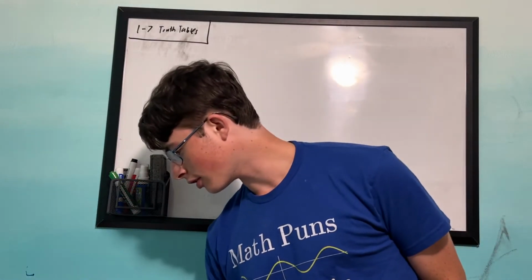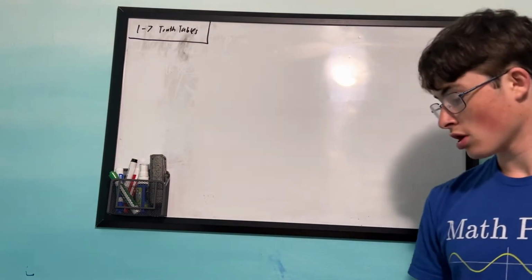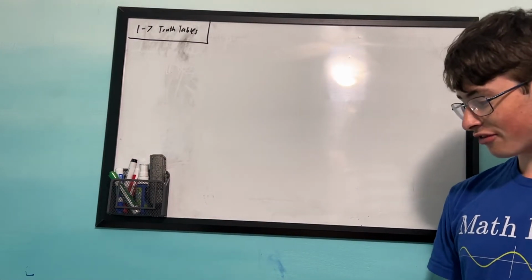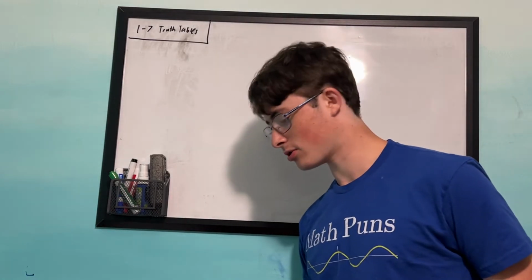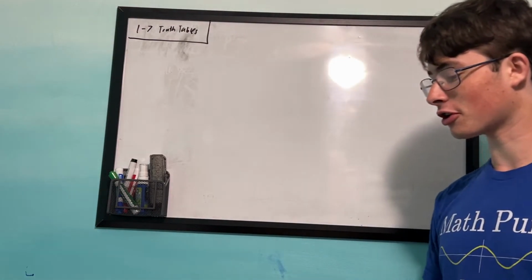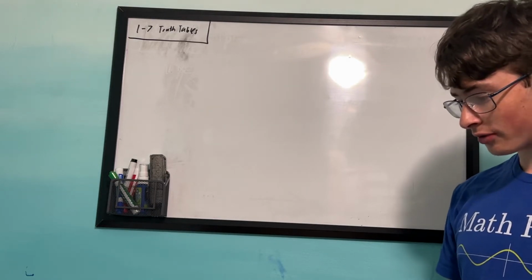Alright, we got the notes for section 7 of chapter 1, on truth tables. This is definitely the longest section so far in chapter 1. These notes are probably going to be the longest video so far. Start with the general idea of what is a truth table.